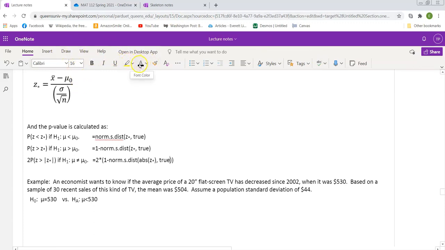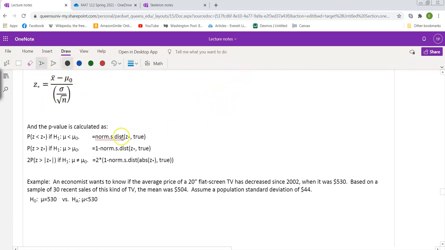It's one of those times I wish I had a whiteboard where I could put this off to the side and just point to it through class. So this is our test statistic formula, and these are our p-value formulas. So in this first one, I've added in a few details here.